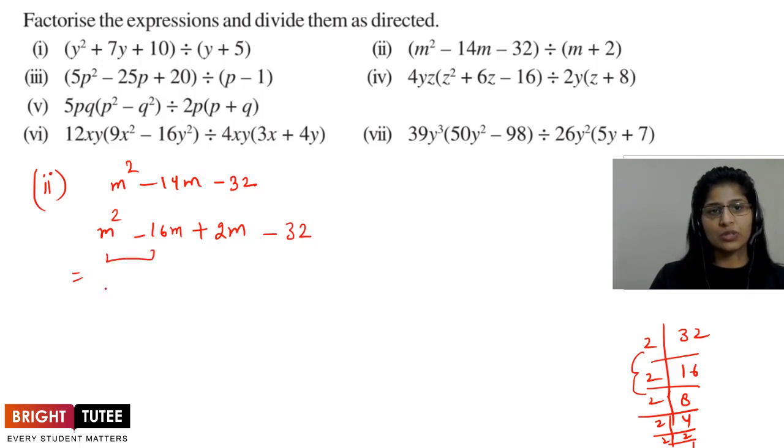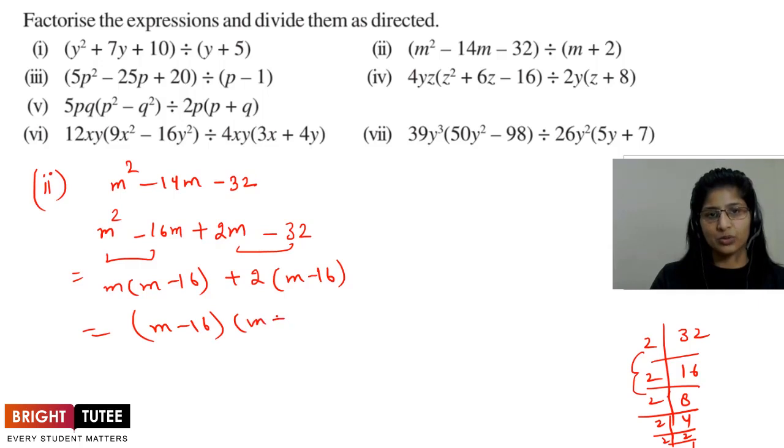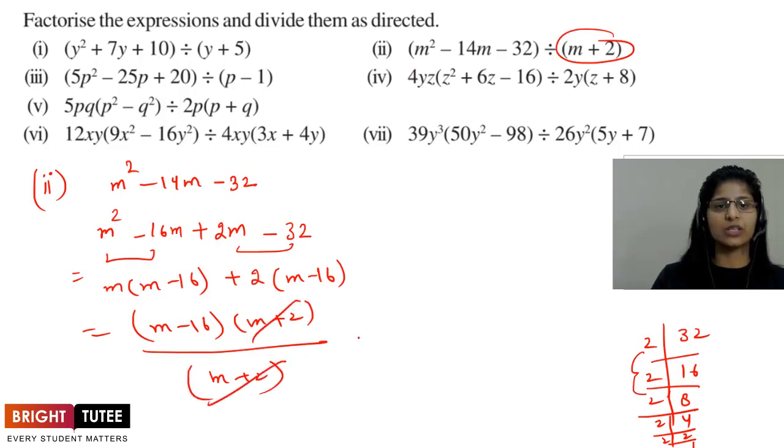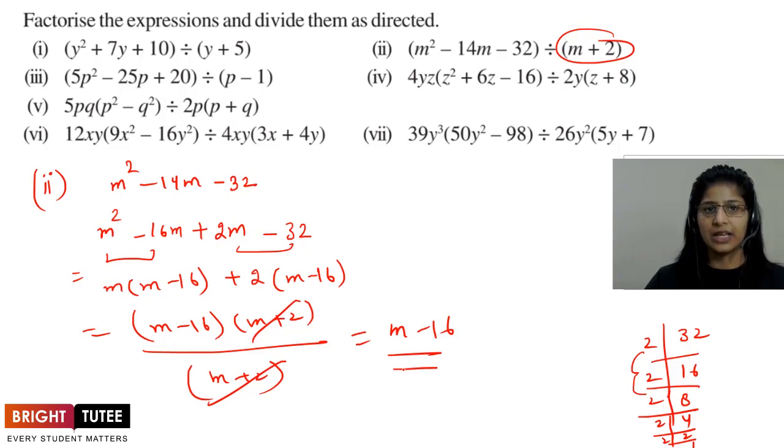Out of these two terms, m is common: m into (m minus 16). Out of these two terms, 2 is common: 2 into (m minus 16). Now in the whole, (m minus 16) is common and (m plus 2). Now with what do we have to divide it? We have to divide it with (m plus 2). So you see they're going to get cancelled. m minus 16 is the answer for it, right? So factorizing first and then cancelling them, that's all we have to do.